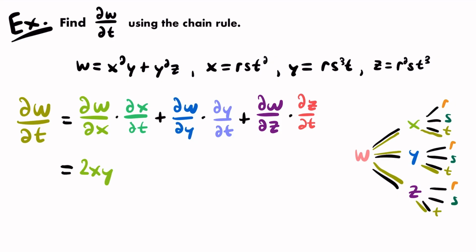So that's the partial of w with respect to x, but that will be multiplied by the partial of x with respect to t. So looking at x here, r and s we would treat as constants, but take the derivative of t squared by multiplying that exponent down and subtracting 1 from the exponent. So we get 2rst to the first power.